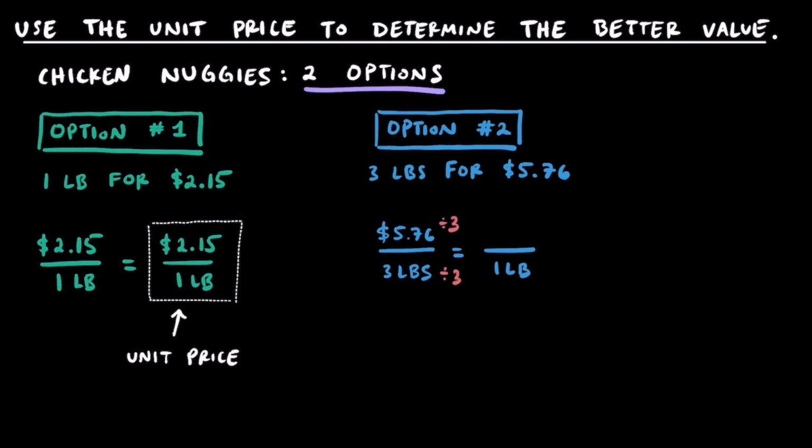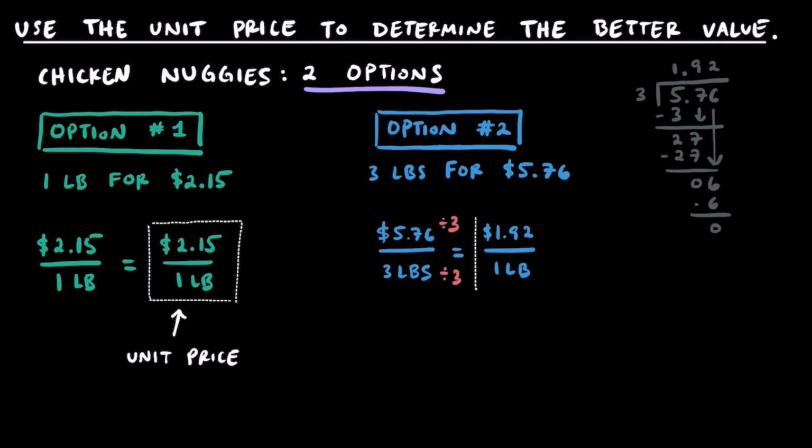If we know the price for 3 pounds, we can just divide the price by 3 to find the price of 1 pound. Dividing 5.76 by 3, we find out that that is actually going to equal 1.92. While for option 2 it costs $5.76 for 3 pounds, it costs $1.92 for 1 pound. This is our unit price.